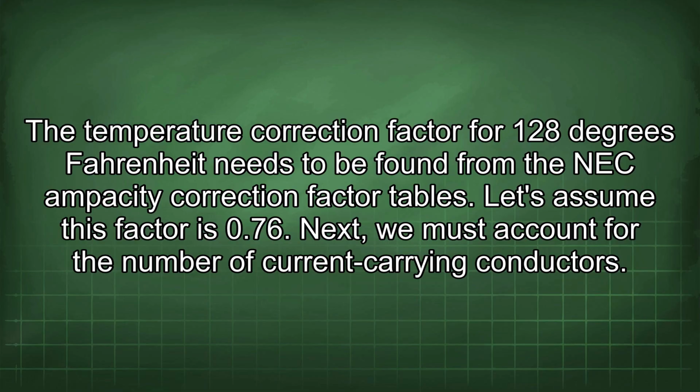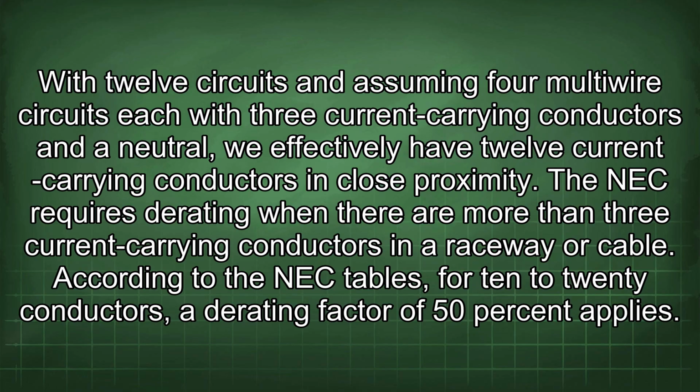Next, we must account for the number of current carrying conductors. With 12 circuits and assuming 4 multi-wire circuits each with 3 current carrying conductors and a neutral, we effectively have 12 current carrying conductors in close proximity. The NEC requires derating when there are more than 3 current carrying conductors in a raceway or cable. According to the NEC tables, for 10 to 20 conductors, a derating factor of 50% applies.